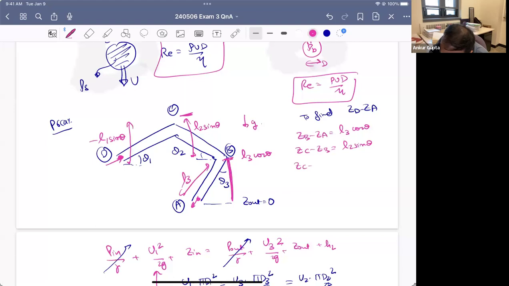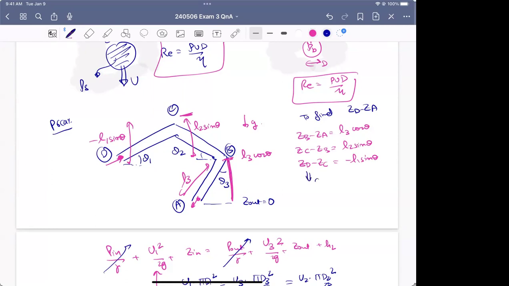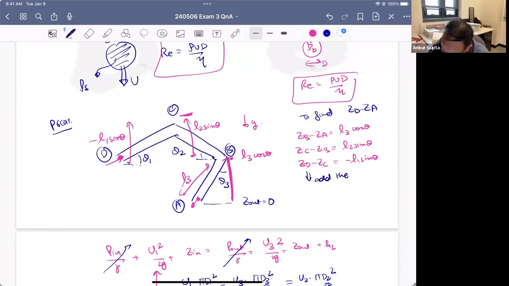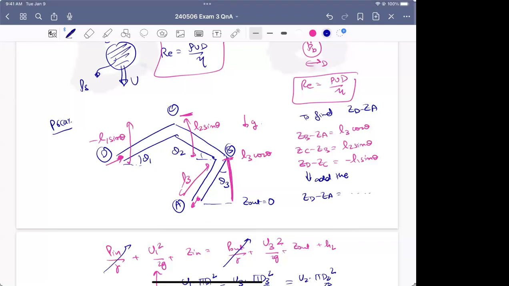And then ZD minus ZC, because C is on top of D, I'll say it's minus L1 sine theta, right? D is lower than C, so that's why it should be negative. And that's why when I add them, I'll get ZD minus ZA. Make sense? Yeah, that makes sense.